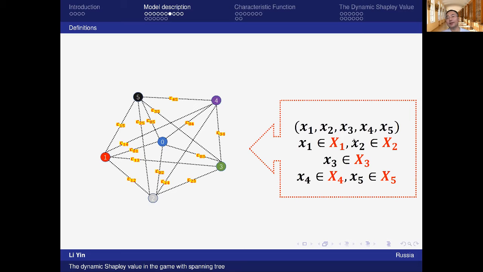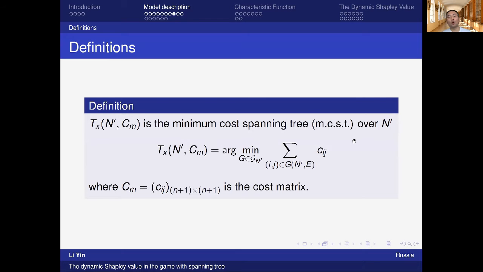So when all players simultaneously define the strategy profiles x1, 2, 3, 4, 5 at the same time, the graph will be determined. In this research, we assume that the game is based on a full graph. So with this full graph with a restricted cost matrix, we can get a graph, and in the graph we use our algorithm to calculate the minimum cost spanning tree. The definition of minimum cost spanning tree is like this.